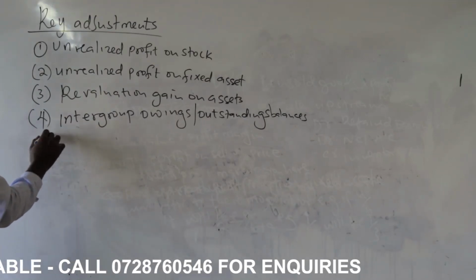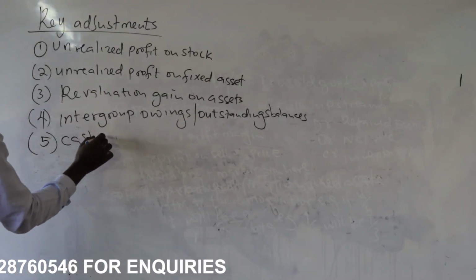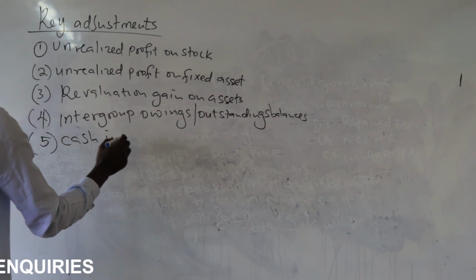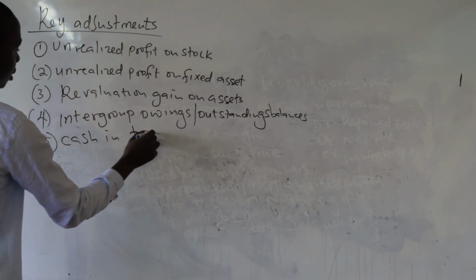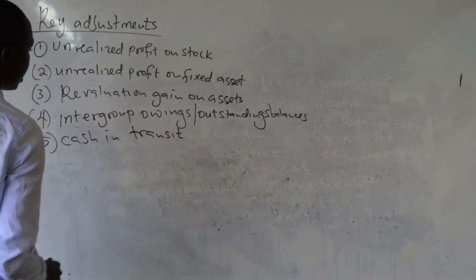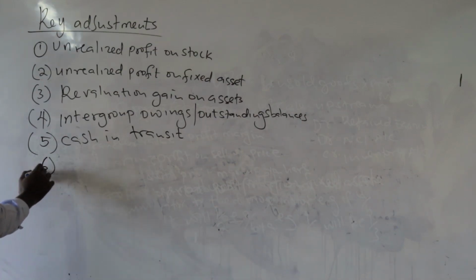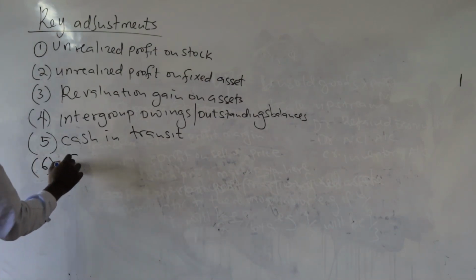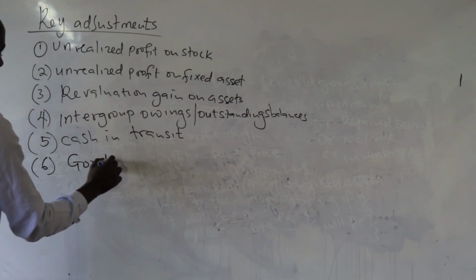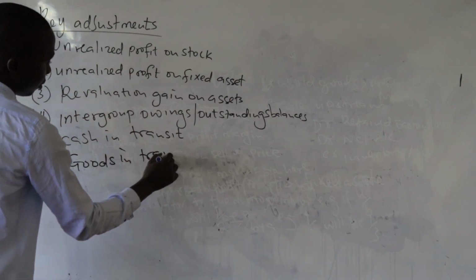Number five, we have the cash in transit. Number six, we have the goods in transit.